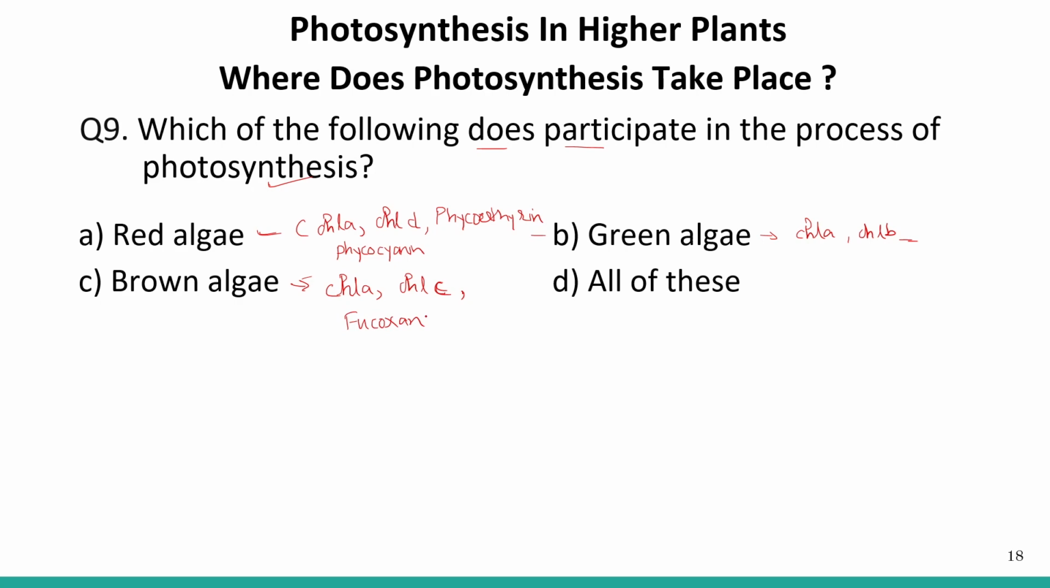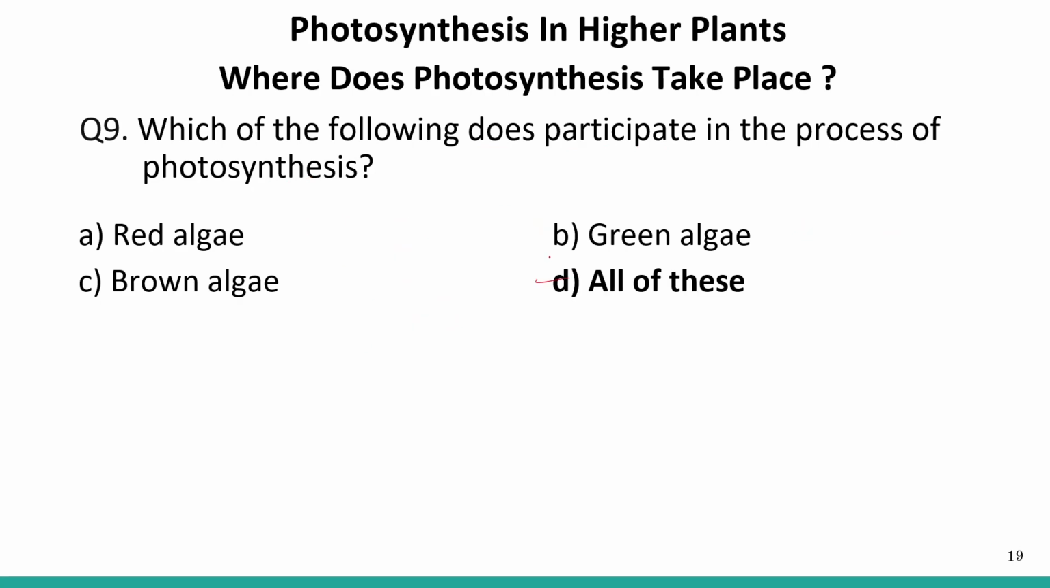Fucoxanthin is also present. So you can see in all of these algae, photosynthetic pigments are present, and because of the presence of photosynthetic pigments, they can participate in photosynthesis. So what should be the correct answer? All of these. Alright, so all of these is the answer here.